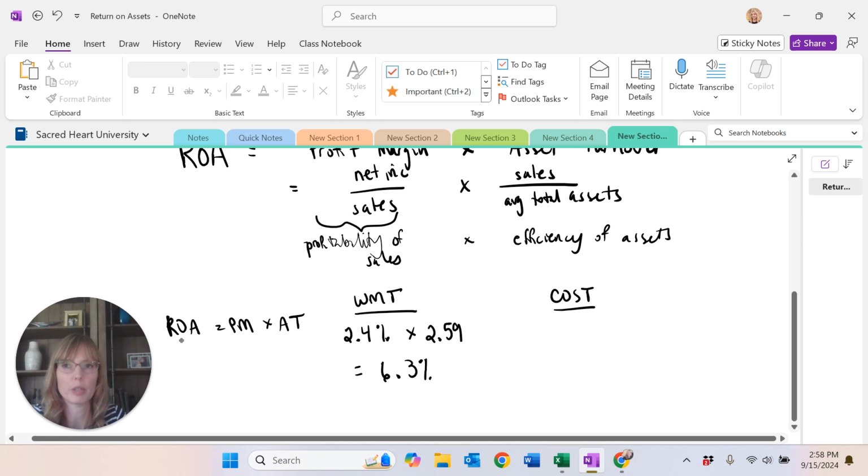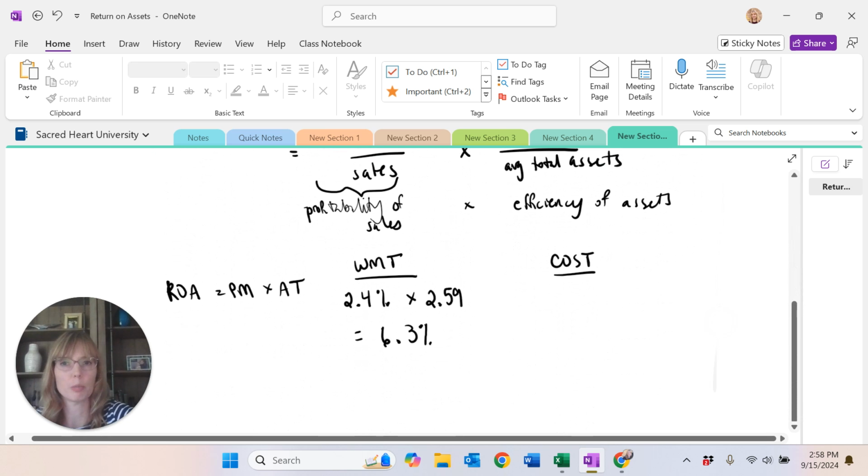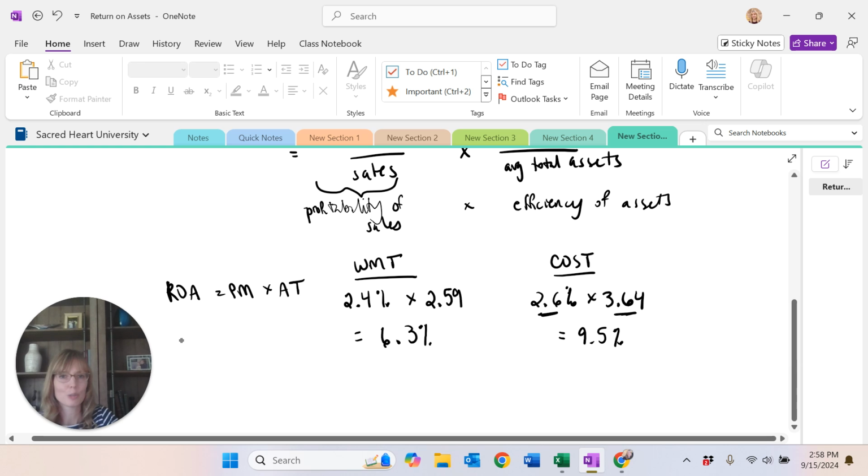Should match what we have up above. So I wrote 6%, but it works out to be 6.3%. And Costco has a profit margin of 2.6%. And we saw that the asset turnover was 3.64. And when we multiplied these two terms, we know Costco won in terms of both: the profit margin was higher and the asset turnover was higher. So this is a no-brainer. We know Costco is going to be higher. This works out to be 9.5%, which we saw.